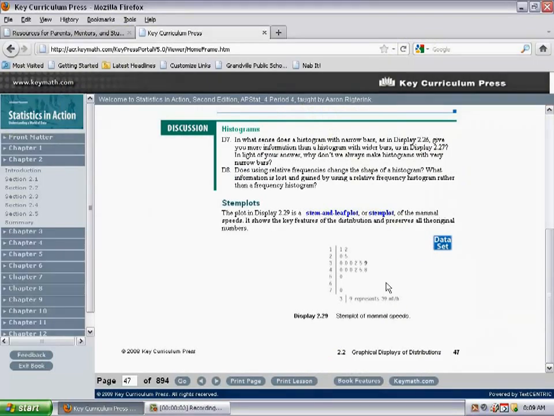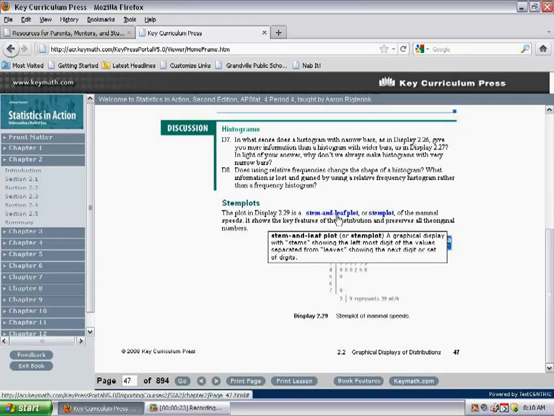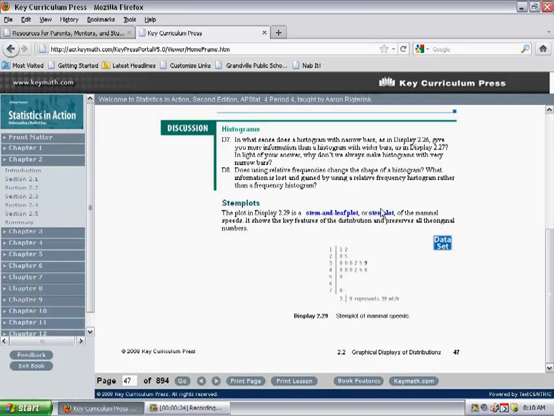Alright, finishing up lesson 2.2, we are going to take a look at stem and leaf plots and bar charts. Okay, here's a stem and leaf plot. You should have seen this in the past, but for some reason there's always some students that have a difficult time with parts of the stem and leaf plot. You can see a graphical display with stems showing the leftmost digit of the values separated from the leaves, which are showing the next digit or set of digits.